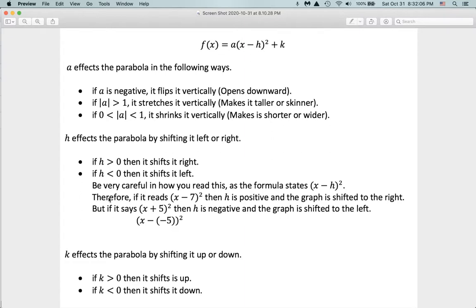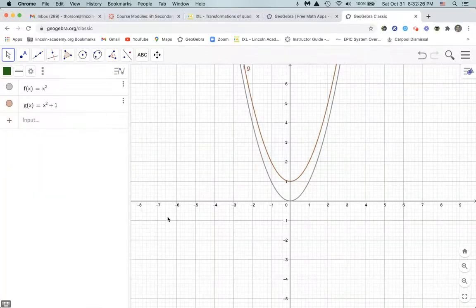Down here, again, be very careful, because if it reads x minus 7 squared, then h is actually positive. If it reads x plus 5 squared, then h is actually negative. It's minus a minus. Now, if you need to take a minute to think about that, I want you to do so. But let's go show you what I mean.